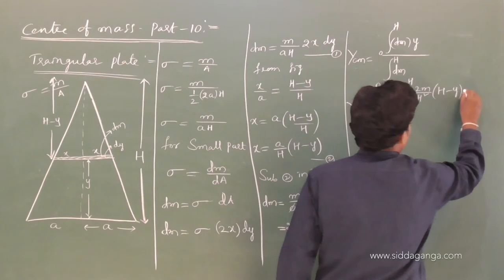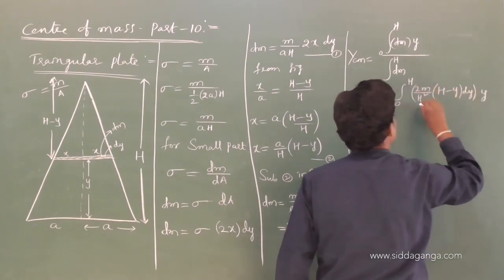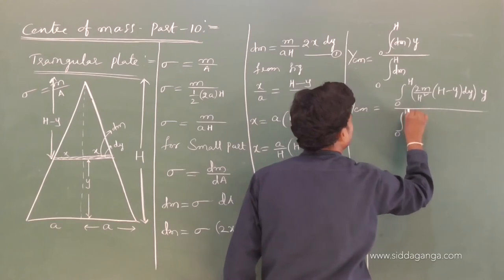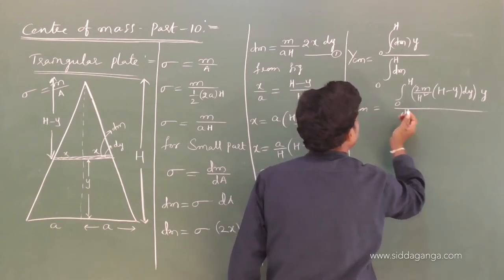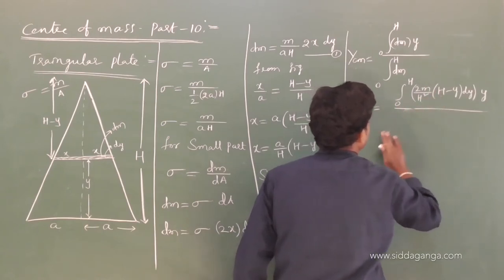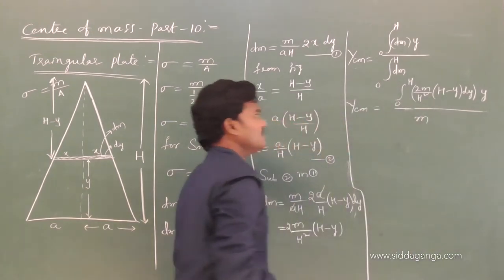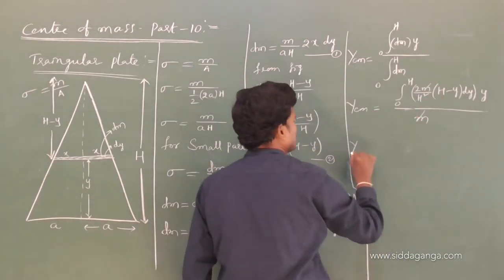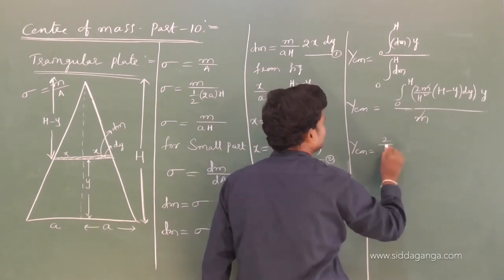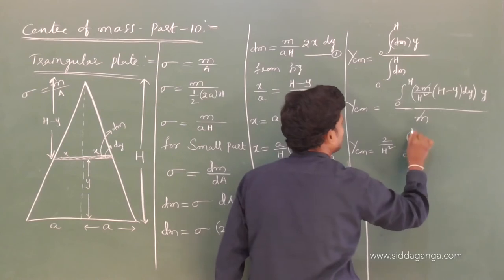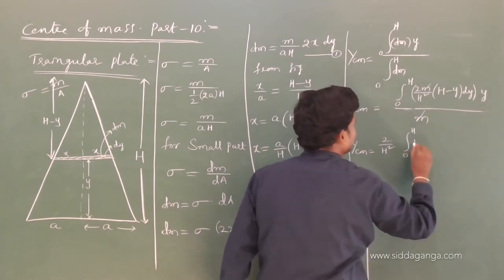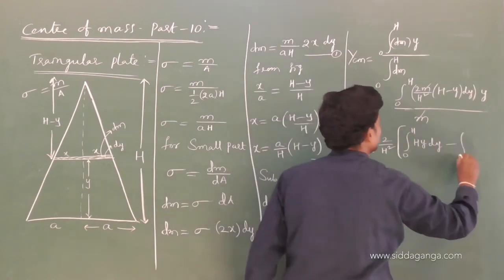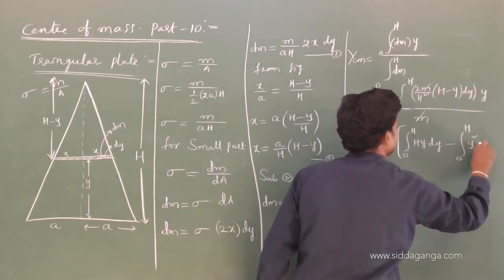Okay, here dy into y, this y, integration of dm. So integration of dm, 0 to h, you can write directly m because all are constants. You can strike it off and apply the integrations, you will get the answers. See, m gets cancelled. y center of mass is 2 by h square, you write outside, integration of 0 to h, y into h minus y dy, and again I am multiplying, integration 0 to h, y into y square dy.